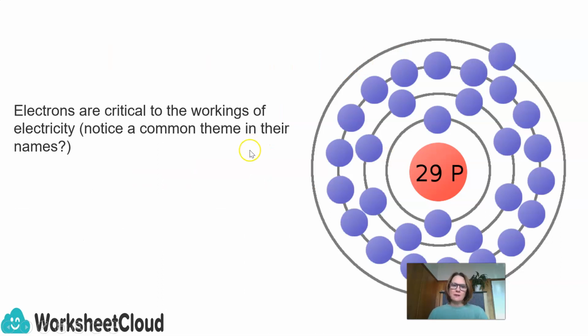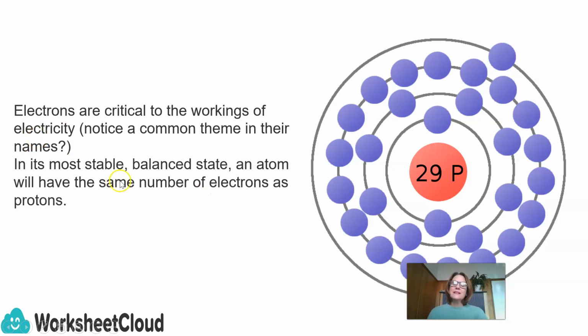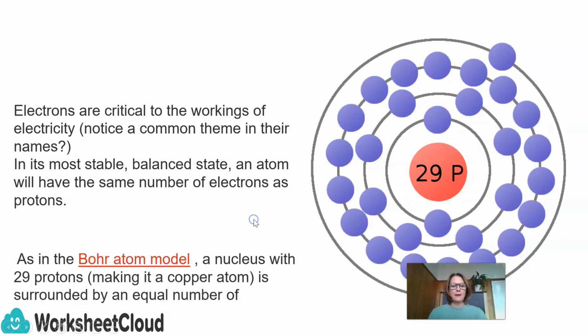Electrons are critical to the workings of electricity. Like I said earlier, the common name, electrons, electricity. In its most stable, balanced state, an atom will have the same number of electrons as protons. So here we have the electrons on the outside of the atom, and in the nucleus we have the protons and the neutrons. And generally, the amount of electrons equals the amount of protons. They have the same number.